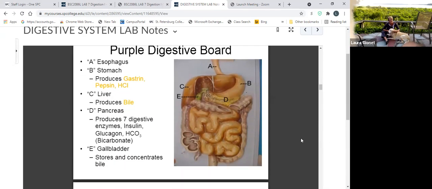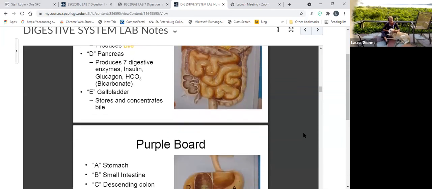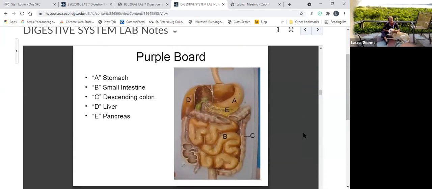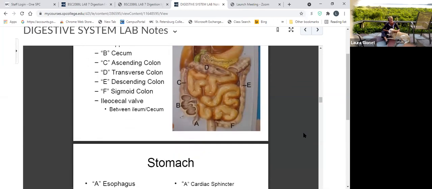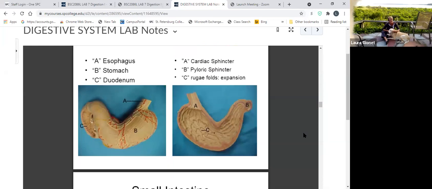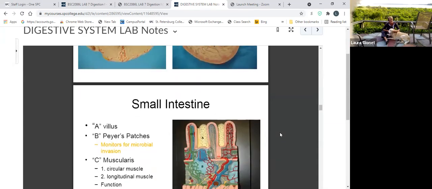Okay, so these images are really good because they supplement the images that we have on the course page and identify a few more structures. So I would go through here. Here's another what we call purple board. We'll find these organs, basically as we looked at before. Here we're looking back at the stomach, the different cardiac and pyloric sphincters, the rugae within the stomach.